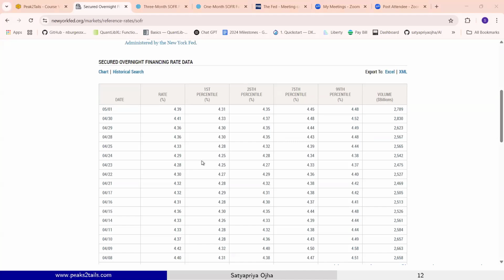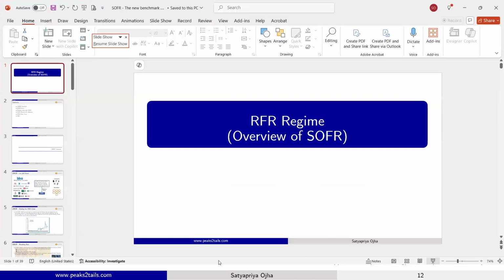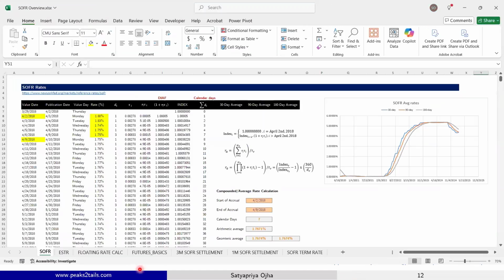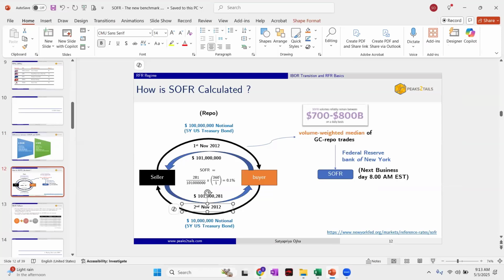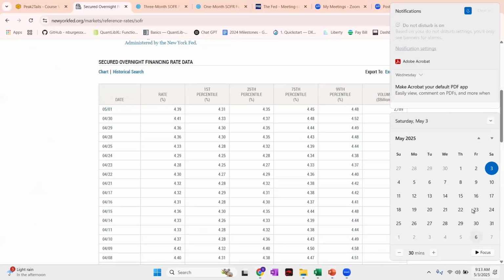So today is which day? But this is for which day? Let me open the calendar parallelly. You can hold on. So why don't I have the rate for May 2nd? Why is it 1st May here? That's the latest.